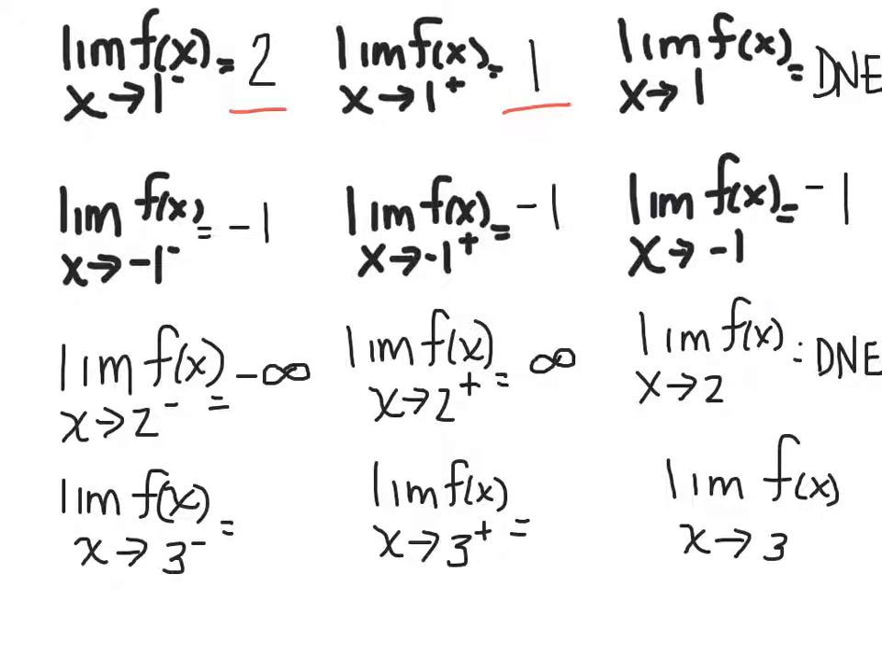And the last one is the limit of f of x as x is approaching 3. From the left-hand side is about negative 1. From the right-hand side, also about negative 1. And so the function as x is approaching 3 has a limit of negative 1.